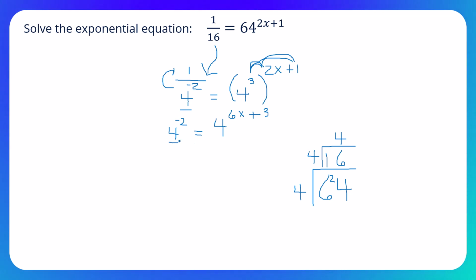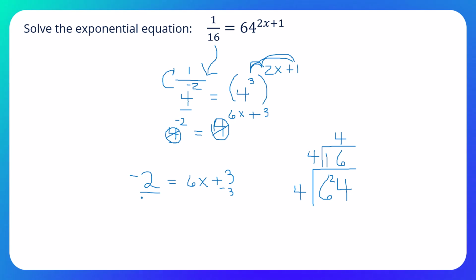All right, now that we have the same base, we can set our exponents equal. So let's just mark those out and set negative 2 equal 6x plus 3. So you have an equation now that you can solve. All right, I'm going to start by subtracting 3 from both sides. I don't know why I drew that bar. Forget that I drew that. I should have drawn it underneath.